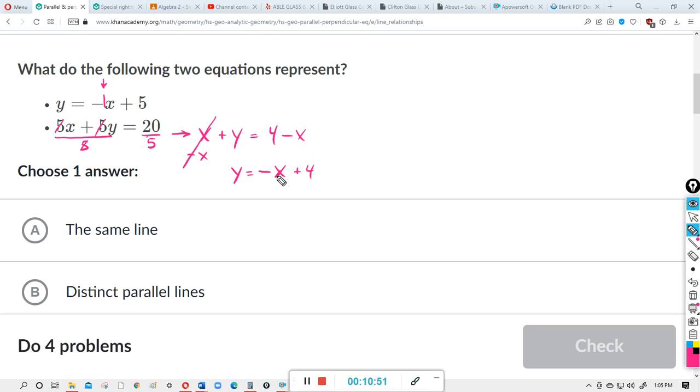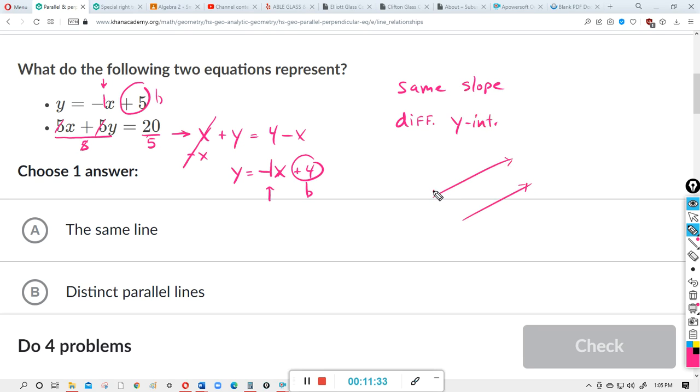So, what's the slope? Well, we have negative x, that's the same as negative 1x. So the slope is just negative 1. And here it's negative 1 also. So same slope, but the y-intercept is positive 5. This is y equals mx plus b, so this is your b. And for the other, the b is 4. So same slope, different y-intercept. So the lines are going to be like that. Two distinct parallel lines.